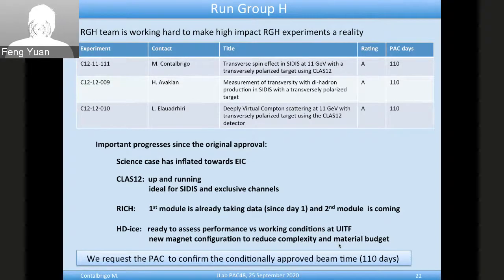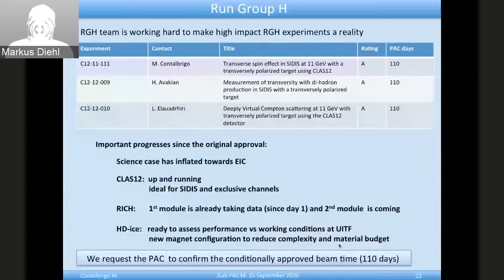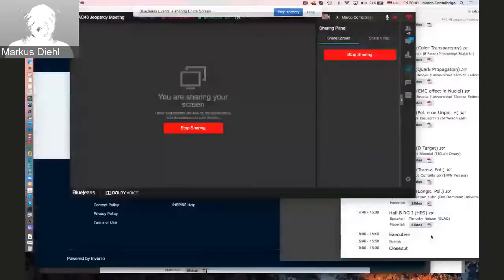Marcus, I'm done with my question. Thank you very much, Feng. Is there any question from anyone else on the committee? That does not seem to be the case. Let's thank Marco again, and we switch to the next presentation. This will be given by Sebastian Kuhn, and he will update us on Run Group C. Please, Sebastian.